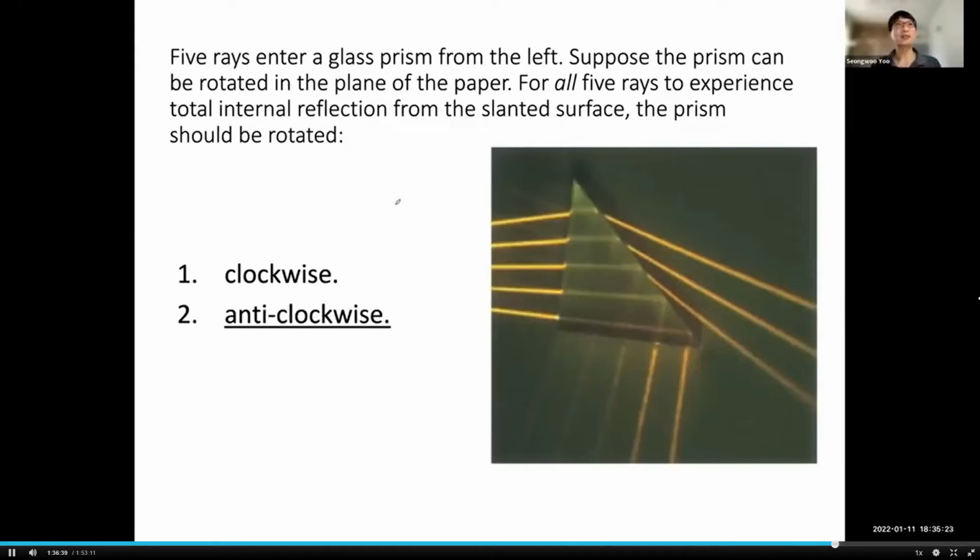Now, finally, where we have these 5 rays entering the prism glass, we must rotate the prism anti-clockwise to make all the 5 rays experience total internal reflection. I think it's best to draw some diagram to answer this question. So let me switch to my notepad.